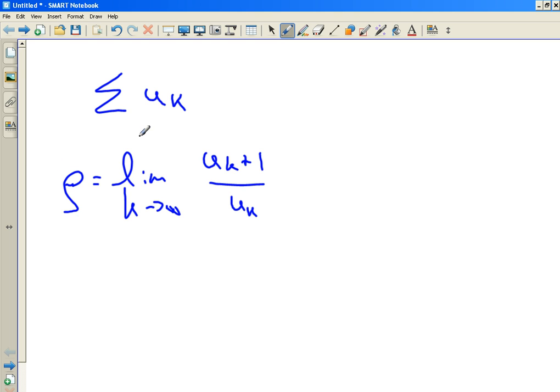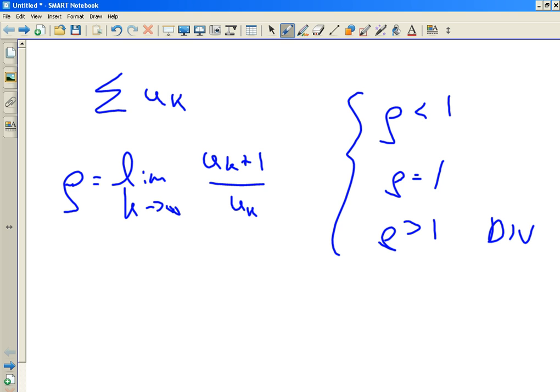So rho may or may not have a limit. Now there's three possibilities. If rho is less than 1, if rho is 1, if rho is greater than 1. The series converges in this case, diverges in this case, and the test fails in this case. Use a different test. Okay? You can also do this. By the way, we're saying for an infinite series, right? Say k goes from 0 to infinity or something. Question is, does it converge or not?